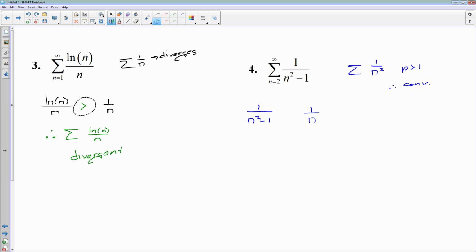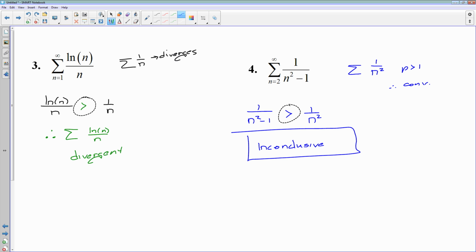And 1 over n squared minus 1, we're going to compare that to the series 1 over n squared. N squared minus 1 is less than n squared. Well, if you have a smaller denominator, this total fraction is larger than this fraction. So I have 1 over n squared minus 1 is greater than 1 over n squared, and we are greater than a convergent series. This is one of your inconclusive situations. So we just don't know. This is when we would dive into maybe the limit comparison test or something else.